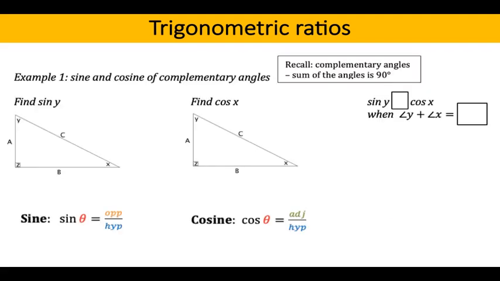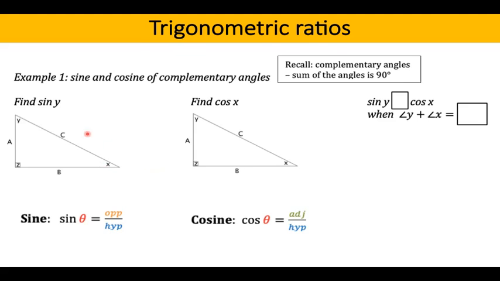Let's practice an example on our own. This is the sine and cosine of complementary angles. So first, let's recall that complementary angles are angles whose sum is 90 degrees. So two angles that add together and equal 90 degrees. Notice in this triangle, y and x would have to add to 90 degrees because z is already a 90-degree angle. So the other two angles of this right triangle would add to be 90 degrees.